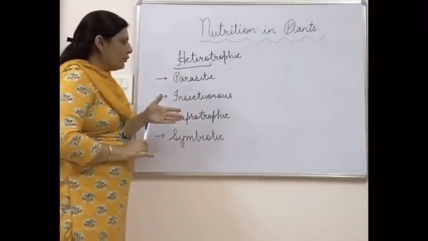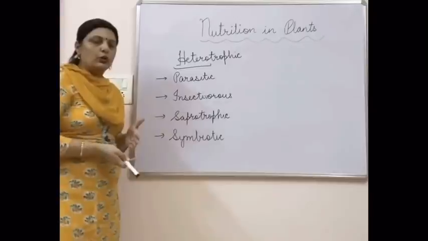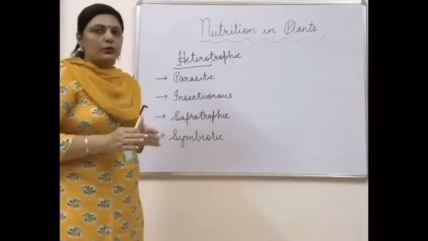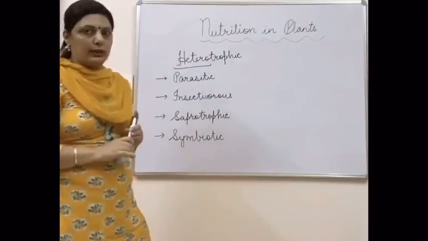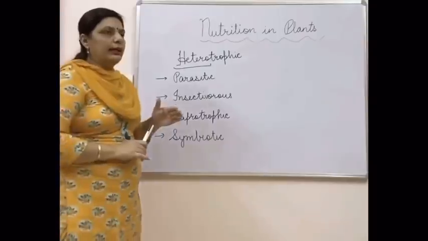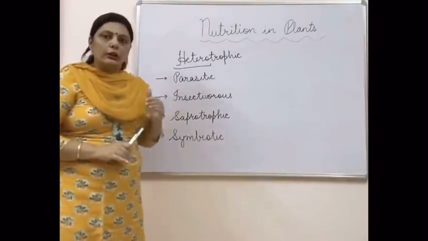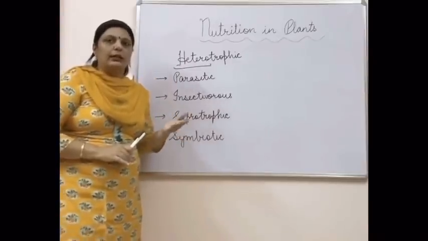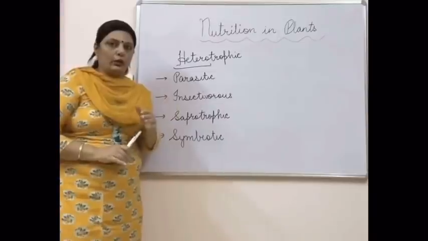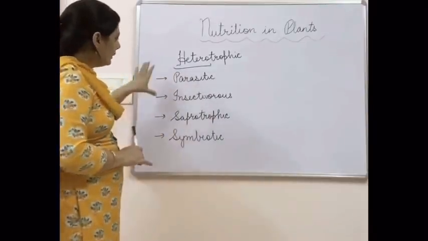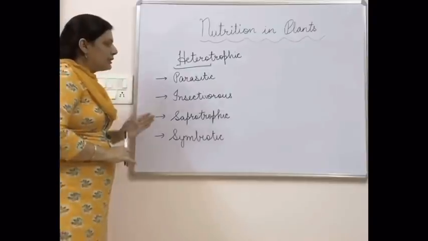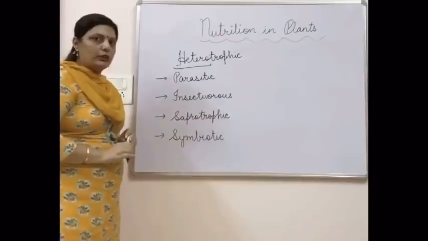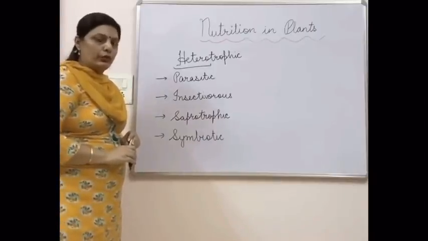But there are certain organisms which can produce their own food also, but along with the process of preparing their own food, they rely on taking food from other organisms, because maybe they are not getting all the nutrient requirement by producing their own food. So to get the other nutrients, they rely on other organisms. We will be reading about all these 4 in detail: the parasitic mode of nutrition, the insectivorous mode of nutrition, the saprotrophic mode of nutrition and the symbiotic mode of nutrition.